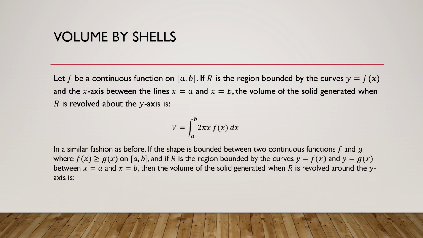In a similar fashion as before, if the shape is bounded between two continuous functions f and g, where f of x is greater than or equal to g of x on [a, b], and if R is the region bounded by the curves y equals f of x and y equals g of x between x equals a and x equals b, then the volume of the solid generated when R is revolved around the y-axis is volume equals the integral from a to b of 2 pi x times the quantity of f of x minus g of x dx.